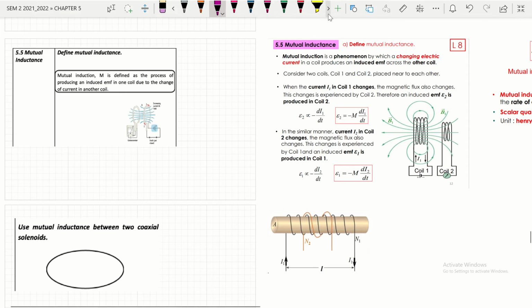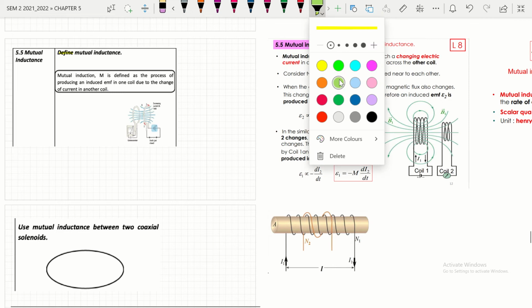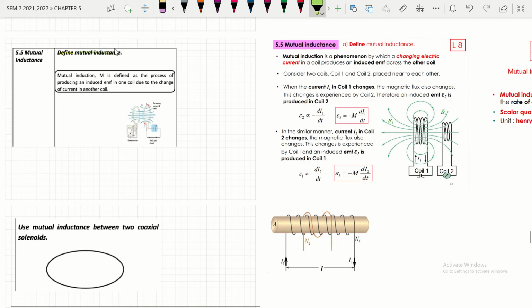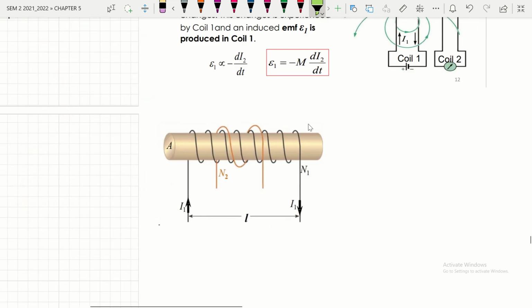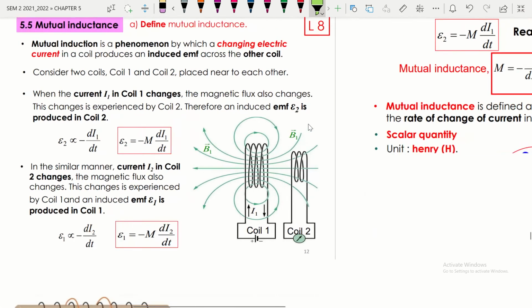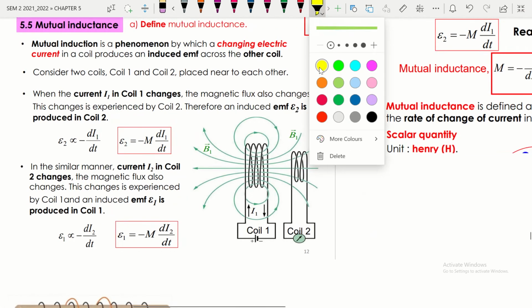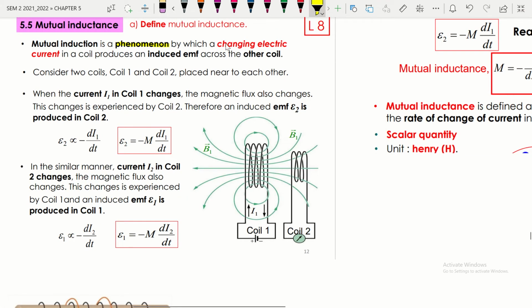Okay, so the first learning outcome for mutual inductance is to define mutual inductance. So what is mutual inductance? Mutual inductance is a phenomenon, okay, there are satu fenomena by which a changing of electric current in a coil produces an induced EMF across the other coil.